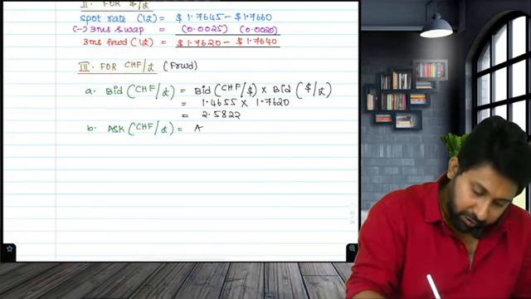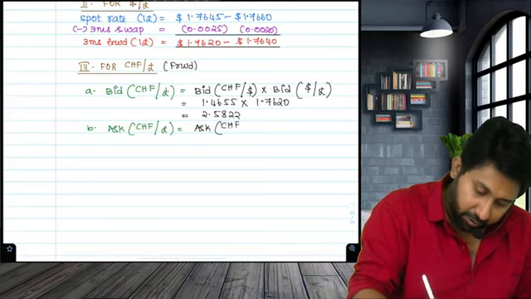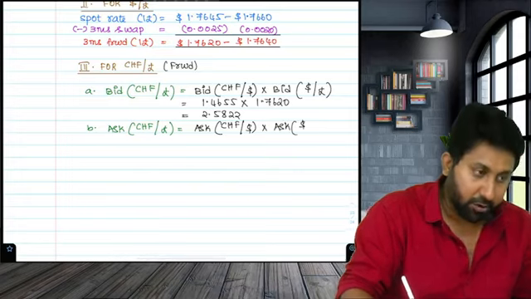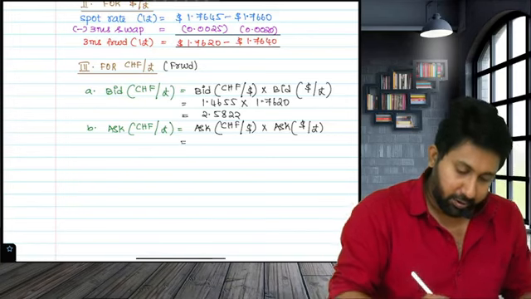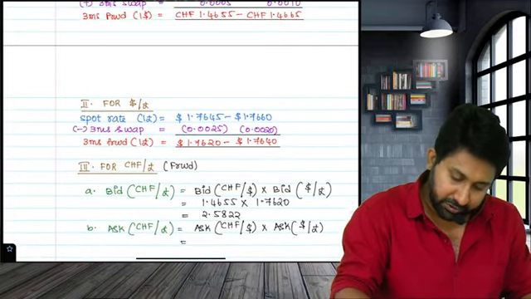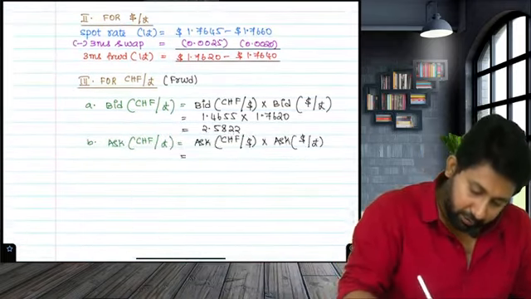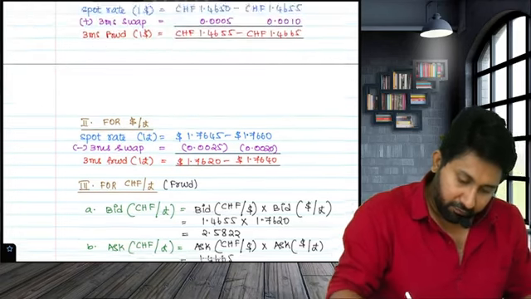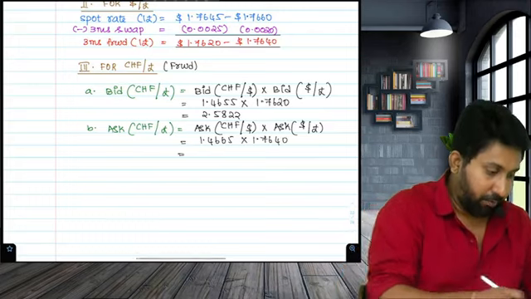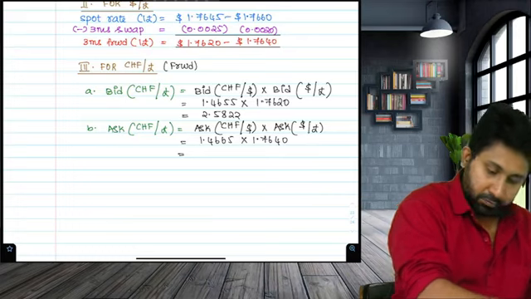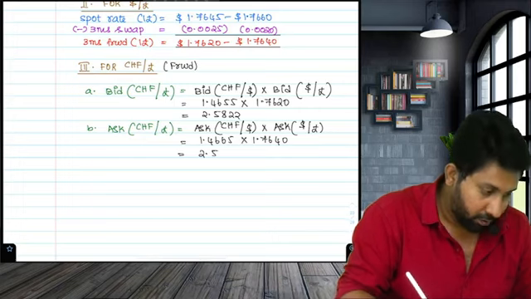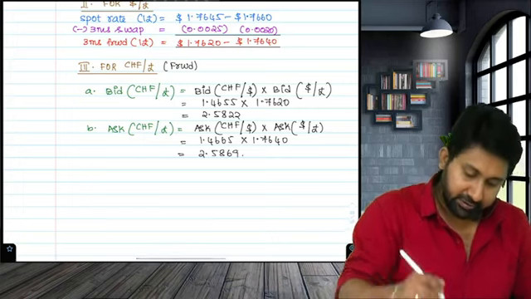Do along with me: ask of CHF by dollar into ask of dollar by pound, that equal to how much? 1.4665 into 1.7640, equal to 2.5869.